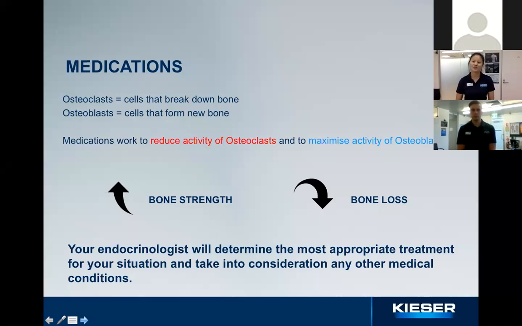So this is super important as well. Making sure you seek medical advice first before doing anything anyway. But your endocrinologist will determine the most appropriate treatment to your situation, and they'll obviously consider any other medical conditions that you do have as well. So sometimes intervention-wise, depending on severity of the bone density, some people might start with just exercise or might start with a combination of exercise and medication.